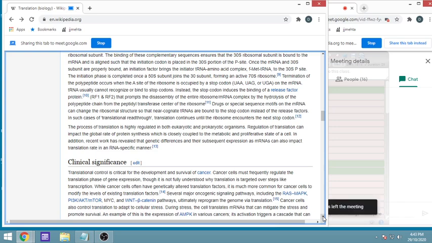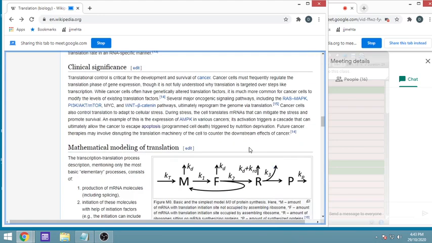So the global rate of protein synthesis is closely coupled to the metabolic and proliferative state of a cell. In addition, recent work has revealed that genetic differences and the subsequent expression of mRNAs can also impact the translation rate. Where it is important, it is critical for the development and survival of cancer. Cancer cells must frequently regulate the translation phase of gene expression, though it is not fully understood why translation is targeted.